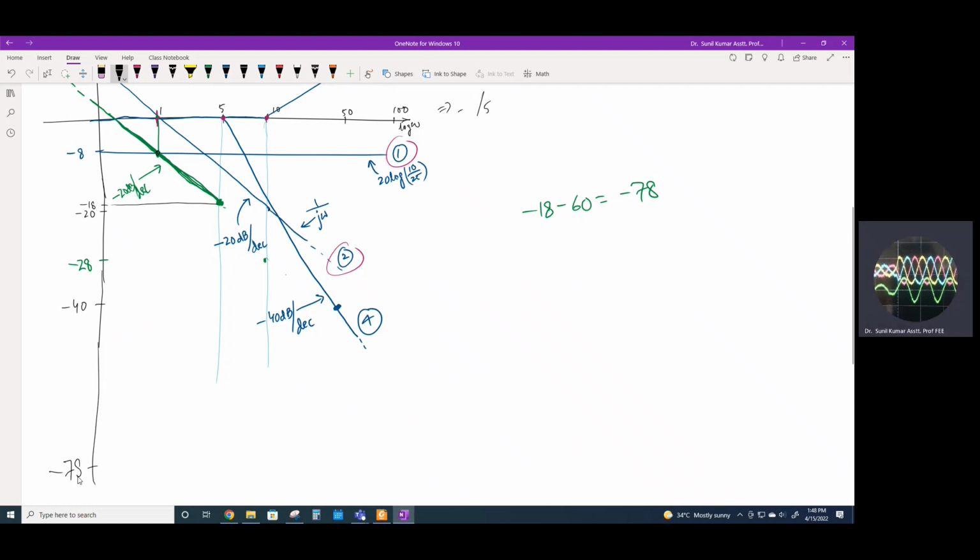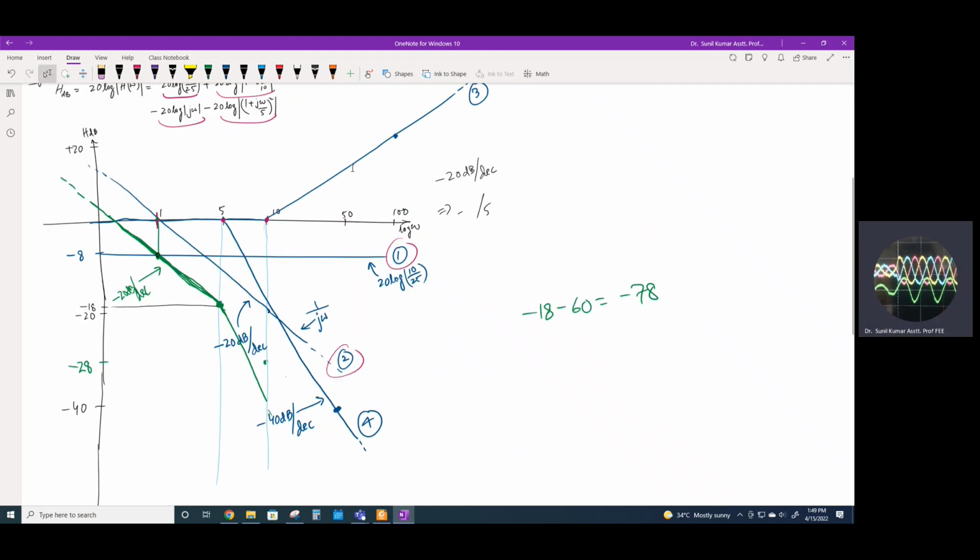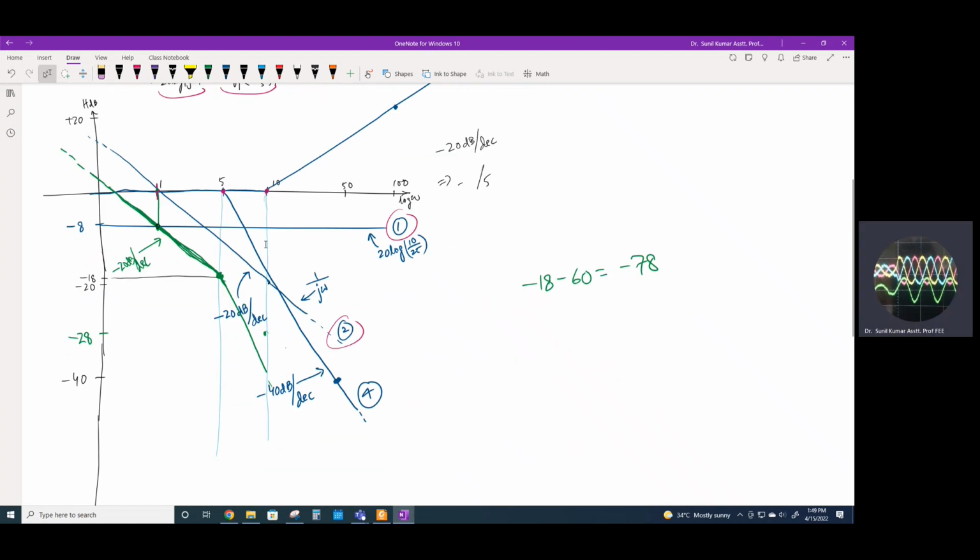Let's suppose this is minus 78. So at omega equals 50, I should have reached here, something like this. But we will only draw this line up to omega equals 10 because line number 3 is coming into play. So this slope is basically minus 60 dB per decade, right?